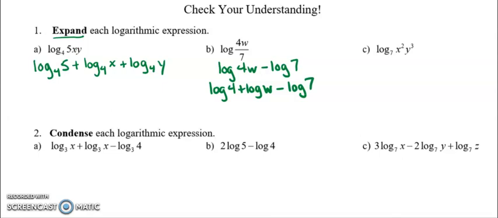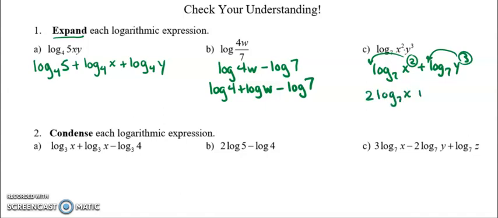Again, remember that multiplication and addition go together, and subtraction and division go together. And then what? Then we've got some multiplication here. So we'll split apart the multiplication pieces using addition. And then these exponents can drop down out front and become coefficients from our other rule. And so we'll get 2 times log base 7 of x plus 3 times log base 7 of y. Notice they're both log base 7s. The base does not change.